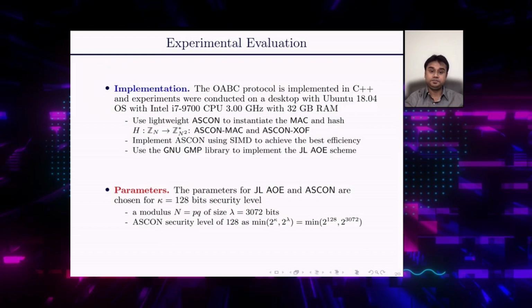And we implemented this protocol in C++ using the GMP library, where we use GMP to implement the JL AOE scheme. We also use ASCON to realize a MAC scheme and a hash. So we use ASCON MAC and ASCON XOF, the hash in the extendable output function mode. And we implemented it using SIMD instructions to achieve the best efficiency. Then we performed experiments for the 128-bit security level, and for that we chose a modulus of size 3072 bits. We also chose ASCON's parameters accordingly.